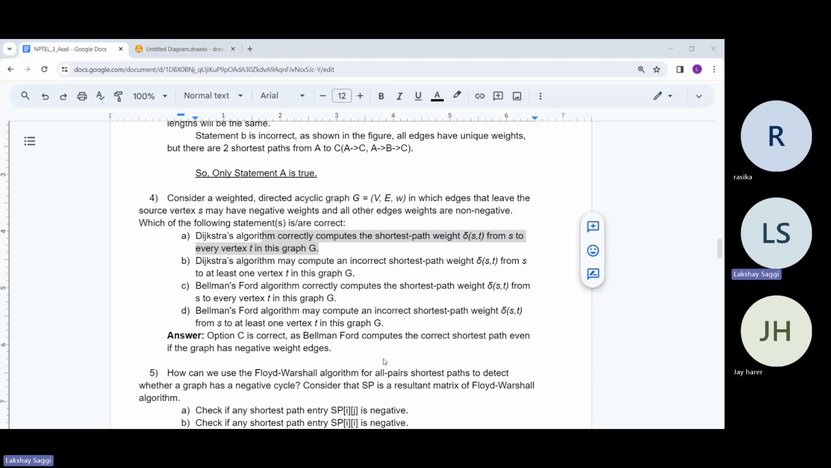So Rasika has written in chat yes. So what do you mean by yes? So will this still be incorrect, or will this be correct? Yeah. So Rasika is saying not sure. So yeah, I think that's a good response, because it is better to be not sure than be incorrect.